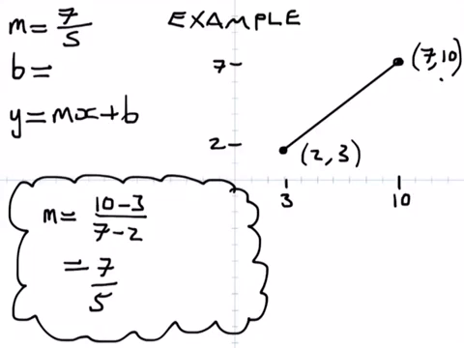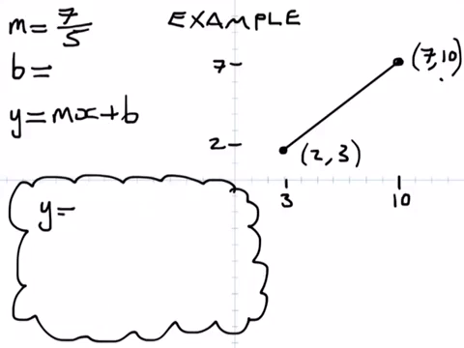So we can write that in and erase what was going on in our little thought bubble there. And now we know that y equals 7 over 5 times x plus b. So we just need to find out what b is.